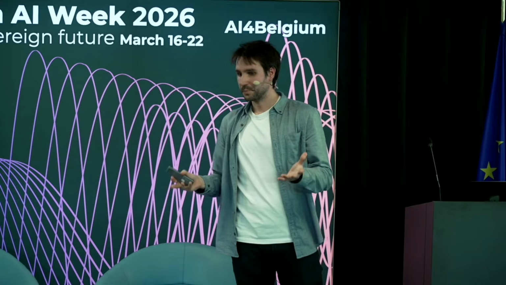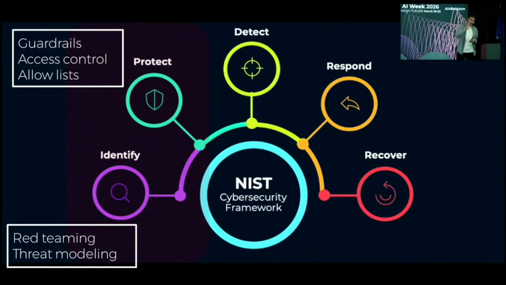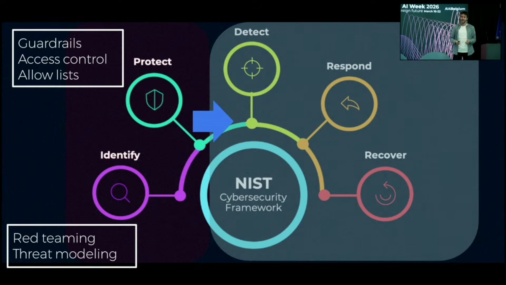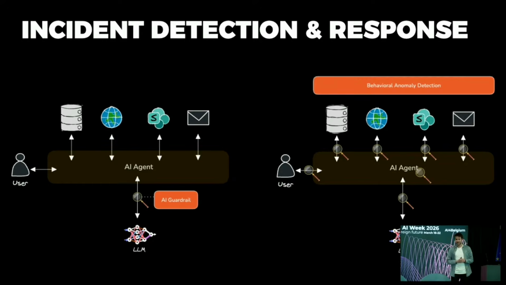So what else can we do? Until now, we focused on identify and protect. We've been red teaming and threat modeling to identify some of the threats that happen. We've been protecting with guardrails, allow lists, and access control. Very nice. What else can we do? Well, as Vera said, cybersecurity is a continuous effort, and this continuous effort starts with detecting, responding, and recovering from cyber incidents. So you need some way to detect what's going wrong, so that you can take responsive actions and recover from cyber incidents. This is the type of platform that Thomas and I are building.